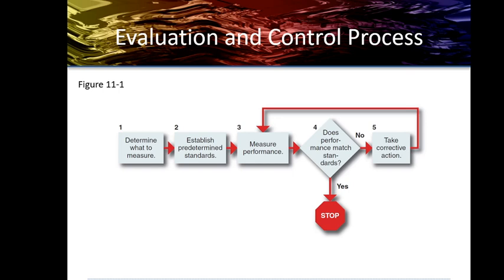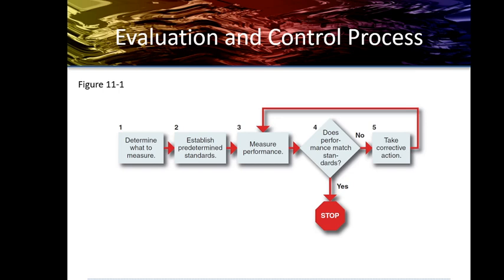The first step in the evaluation and control process is that you have to determine what to measure. Before you start measuring, you say what I am going to measure. For example, some people will measure market share, or you are going to measure the results of a particular advertising program that you did in order to increase your sales and revenues. So you have to decide: I'm going to measure profitability, I'm going to measure sales, I'm going to measure customer satisfaction, whatever.